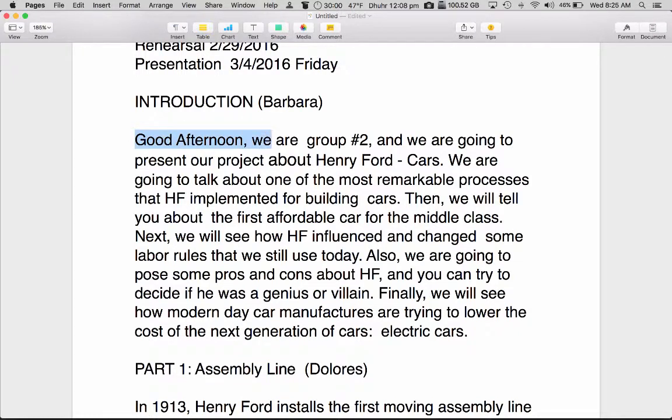Good afternoon. We are group number 2, and we are going to present our project about Henry Ford cars. My name is Barbara, and I will be doing the introduction. We are going to talk about one of the most remarkable processes that Henry Ford implemented for building cars.